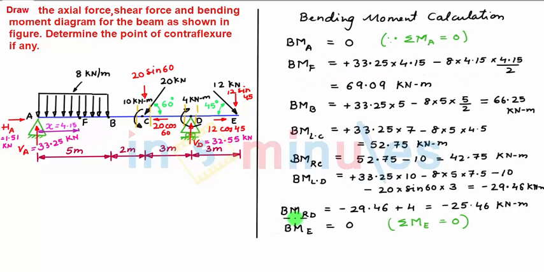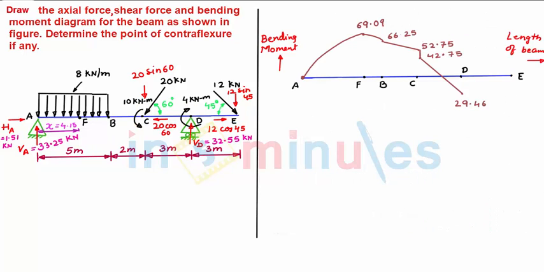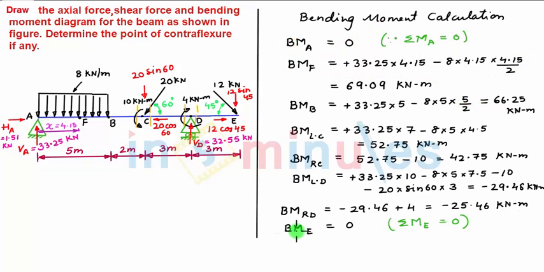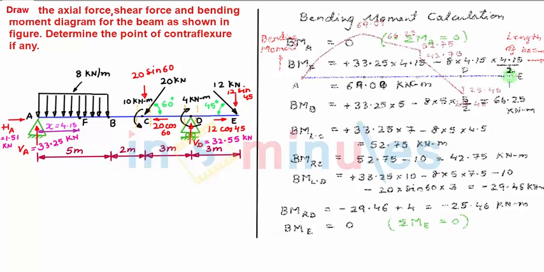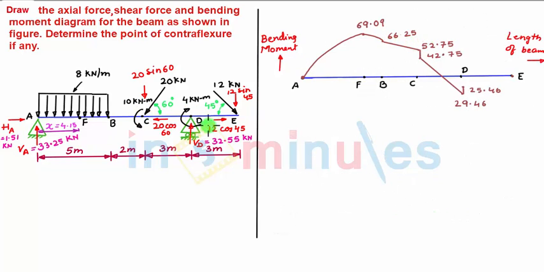Now again bending moment towards right of D is minus 25.46 kilonewton meter. So the value of bending moment at D is increasing from minus 29.46 kilonewton meter to minus 25.46 kilonewton meter. So let me connect it with a vertical line. Now bending moment at E is equal to 0. Now if you see between point D and E, there is no vertical load acting, so the variation will be linear, and so let me connect it with an inclined straight line.